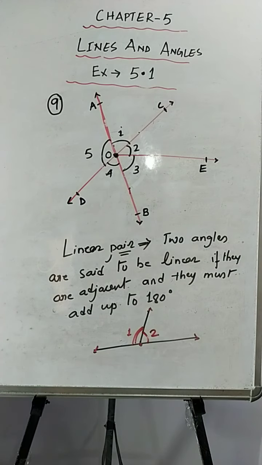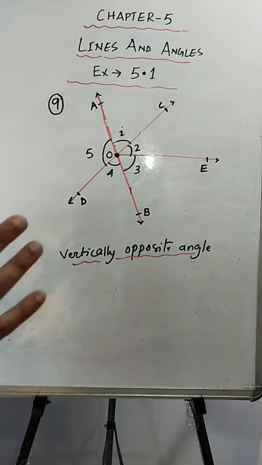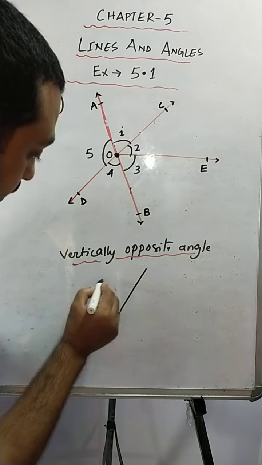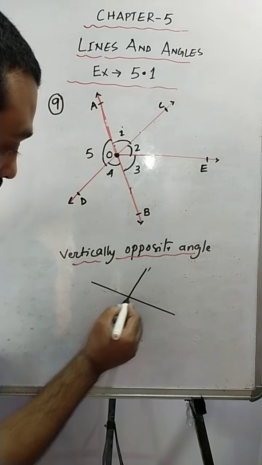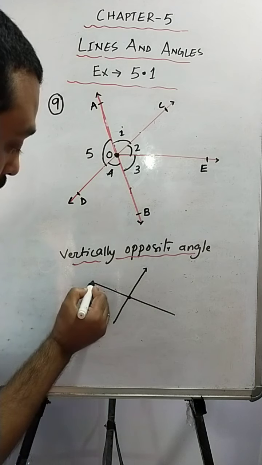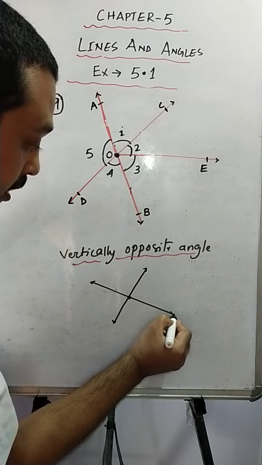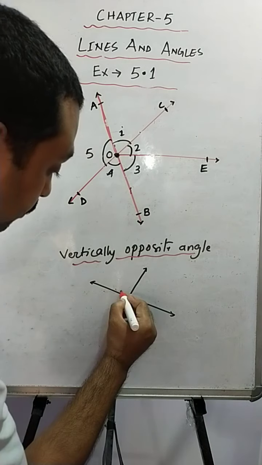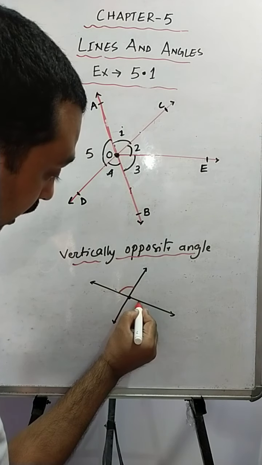Now let's see what a vertically opposite angle is. Remember that when any two lines intersect, these two lines are intersecting at a common point, that is O. So how many angles are formed, students? How many angles you can see here? We can see four angles.